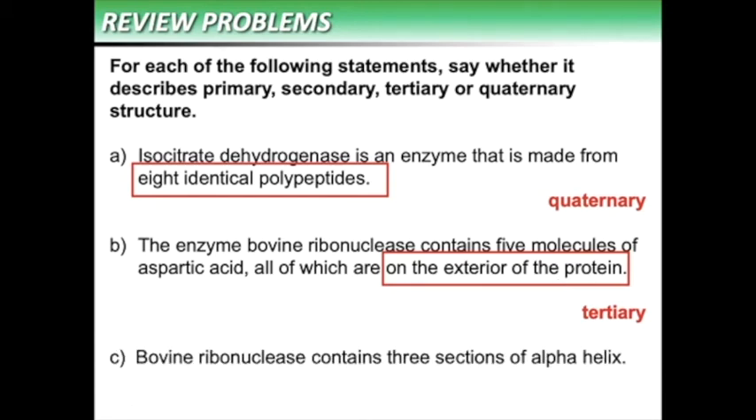Lastly, we've got bovine ribonuclease contains 3 sections of alpha helix. Well, this one I hope is not too hard. If I've got a bunch of alpha helix, all I'm really describing is the secondary structure. I haven't talked about where those helices end up. I haven't talked about the side chains on them. I'm just saying that it's got this particular very common structure, okay?